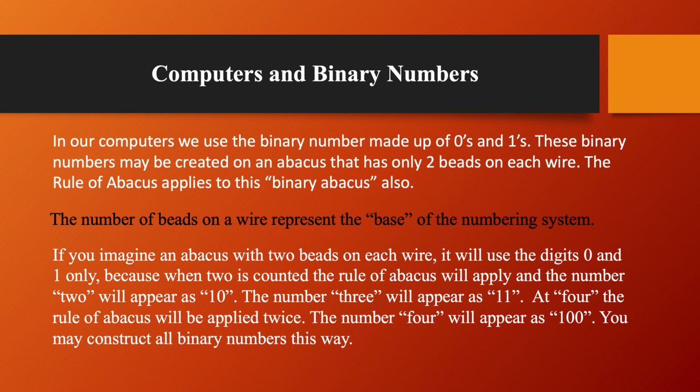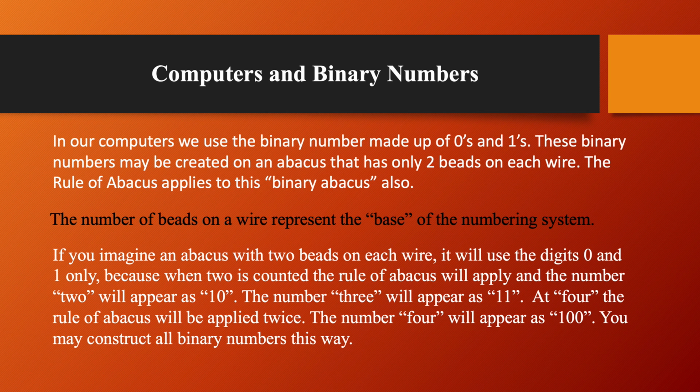Computers and binary numbers. In our computers, we use the binary numbers made up of zeros and ones. These binary numbers may be created on an abacus that has only two beads on each wire. The rule of abacus applies to this binary abacus also. The number of beads on a wire represents the base of the numbering system.